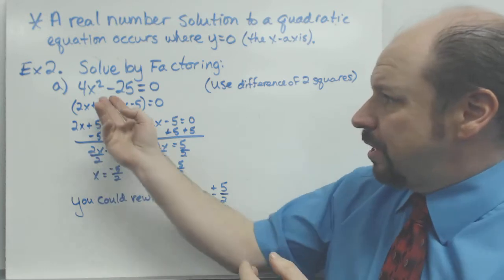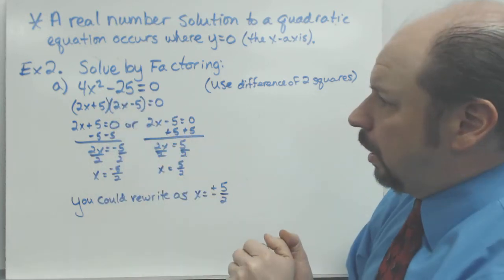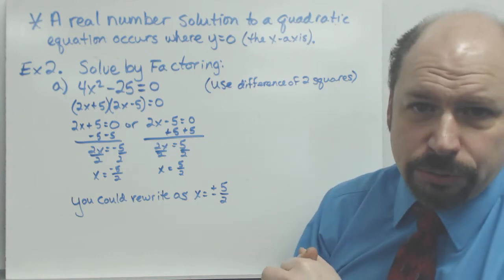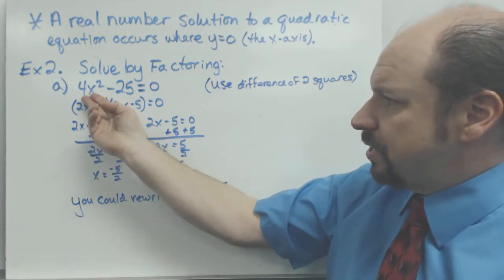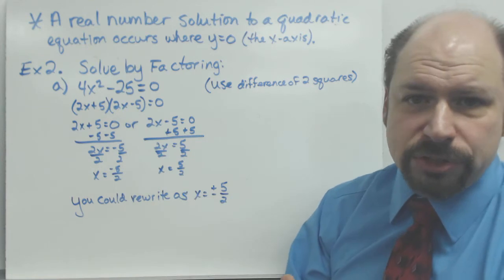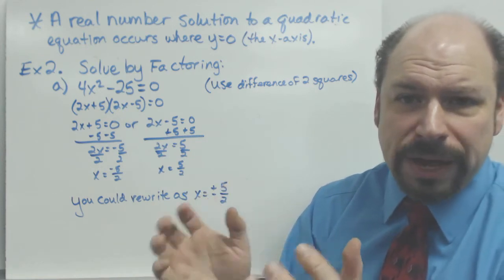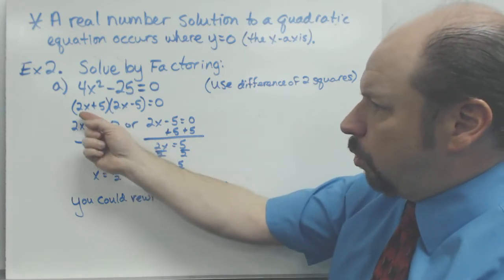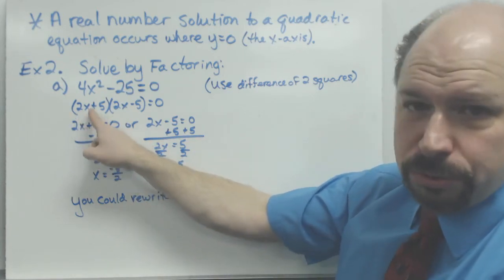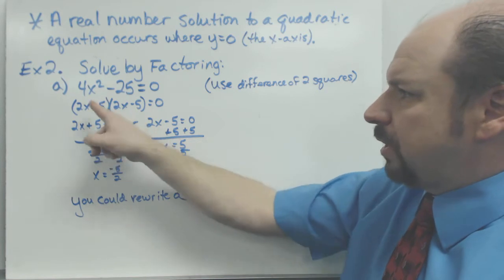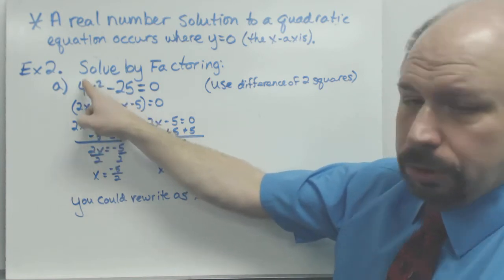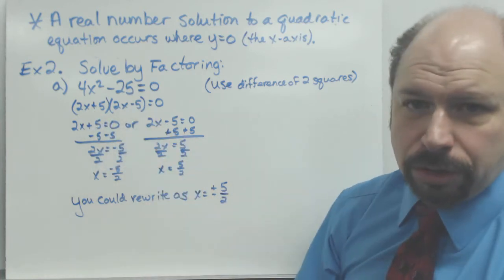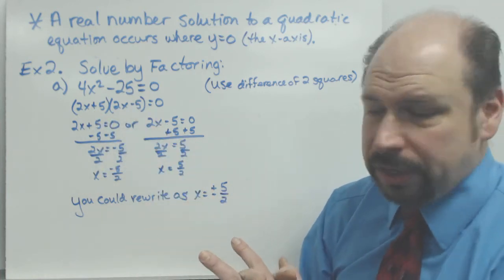Okay, so we're going to start out with an example hopefully we're familiar with. We're going to see one that's the difference of two squares. So example A, 4x squared minus 25 equals 0. Hopefully you notice this is a perfect square, and this is a perfect square. If you remember that pattern of the difference of two squares from before, you hopefully recognize this factors into 2x plus 5 times 2x minus 5. The square root of this is 2x, the square root of this is 5, and we use that pattern of a plus b times a minus b.